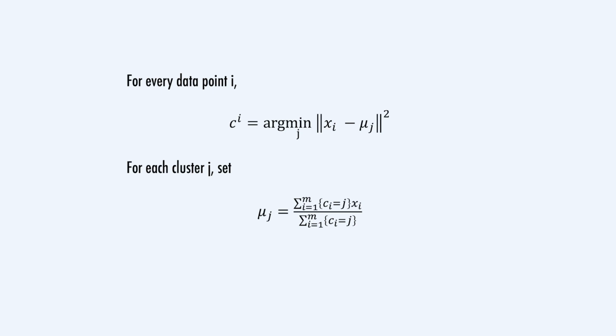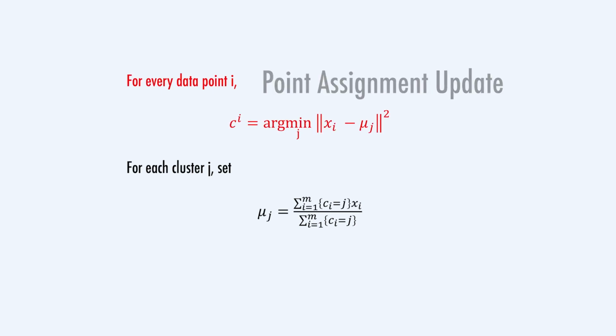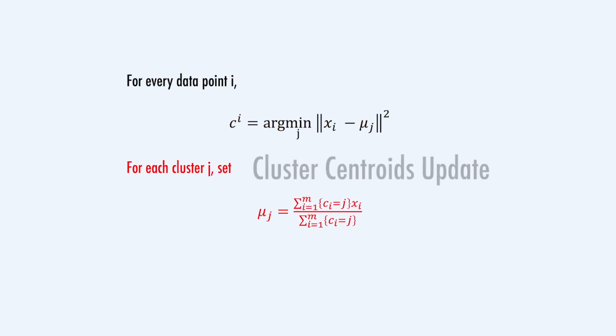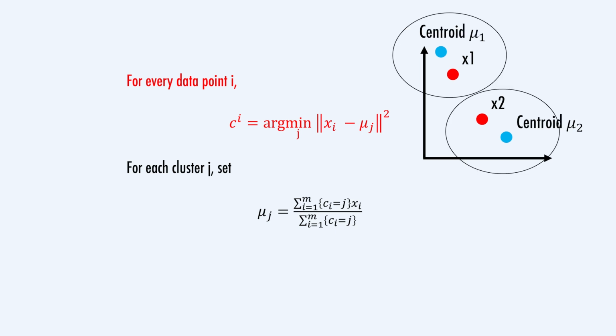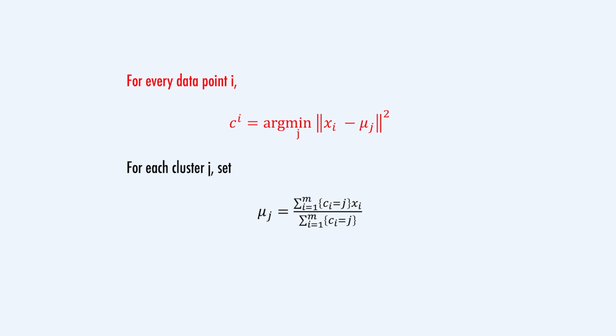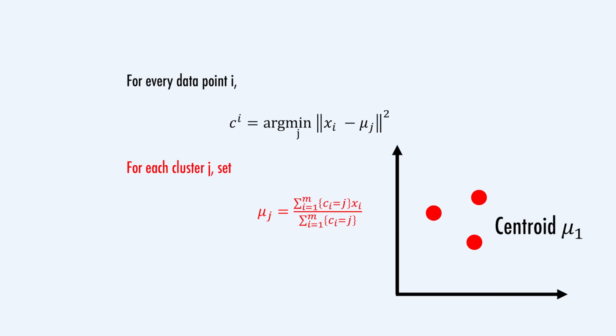In K-means, we have two steps. We update the points assigned to the cluster, and we update the cluster centers. In the first step, we find the points that minimize the sum of squares between the point and the cluster centroid. The objective here is to minimize the sum of squares, as we have already discussed. In the second step, we update the cluster centers to the center of the newly assigned points.